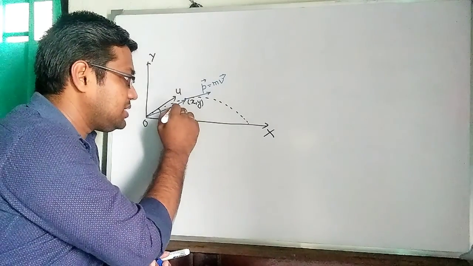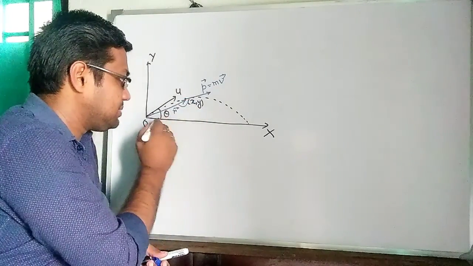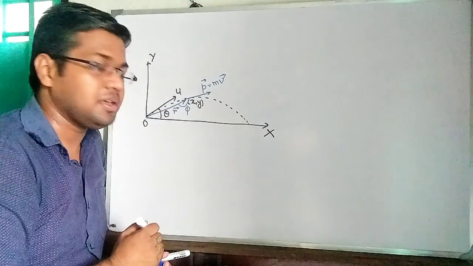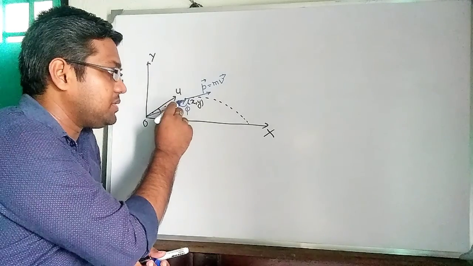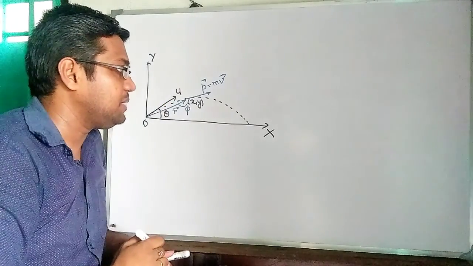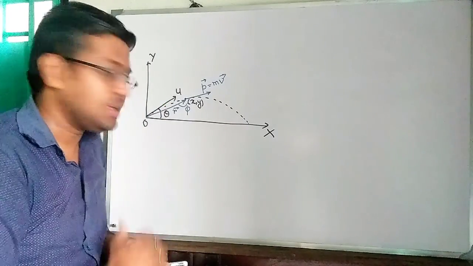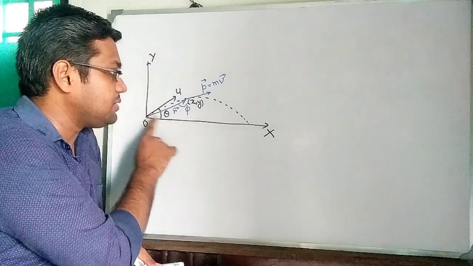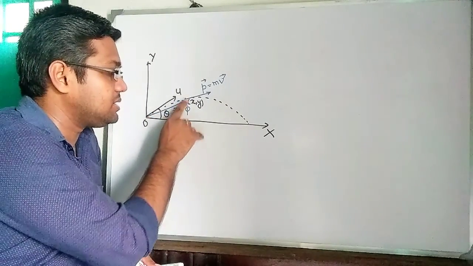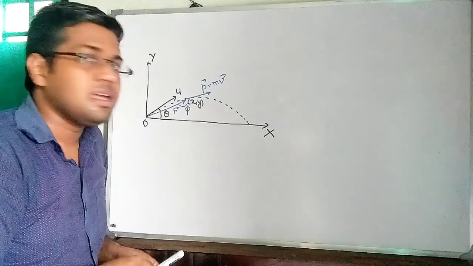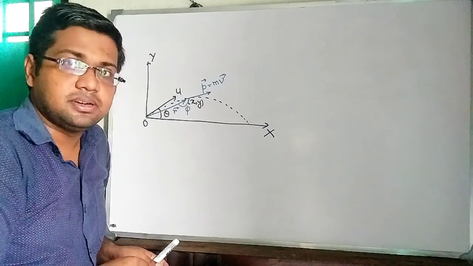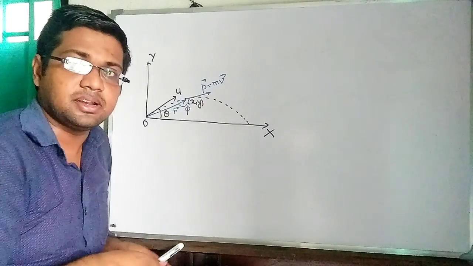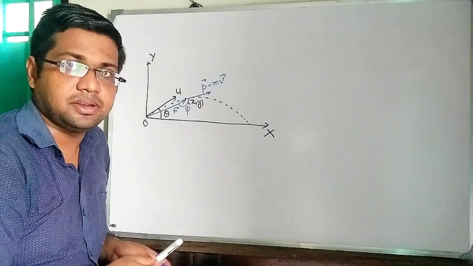Just consider that at this particular point, it makes an angle phi in between the r vector and the p vector. It is not theta. Theta is the angle with the horizontal. It is the angle between the position vector and the linear momentum vector.